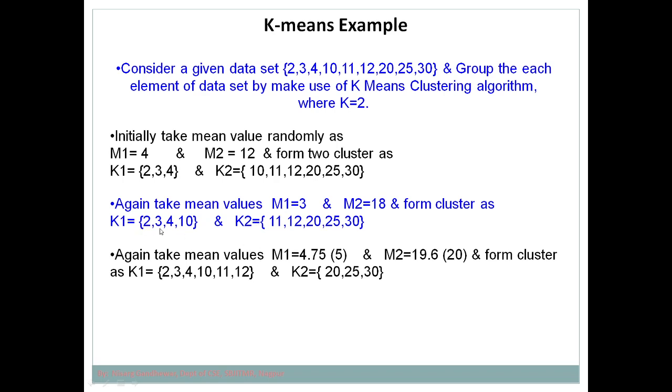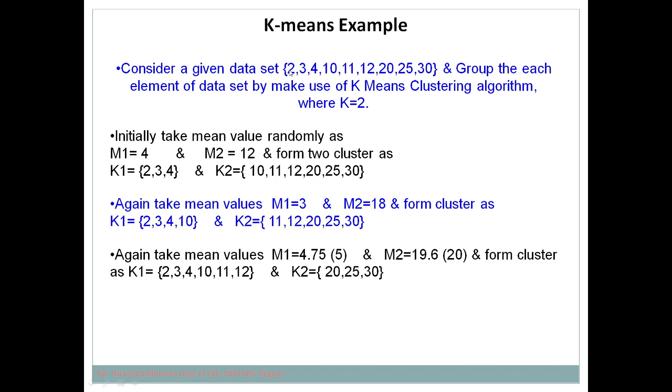Again we take the mean of these 4 values. Now we got the mean as 4.75. So in this case we need to take the upper bound. 4.75 is nothing but 5. Similarly for cluster K2 again we find a new cluster center and its value is 19.6. So 19.6 upper bound is 20. So we can say M1 equals 5 and M2 equals 20. These are two new cluster centers as compared to the previous ones, and then again we follow the same process.